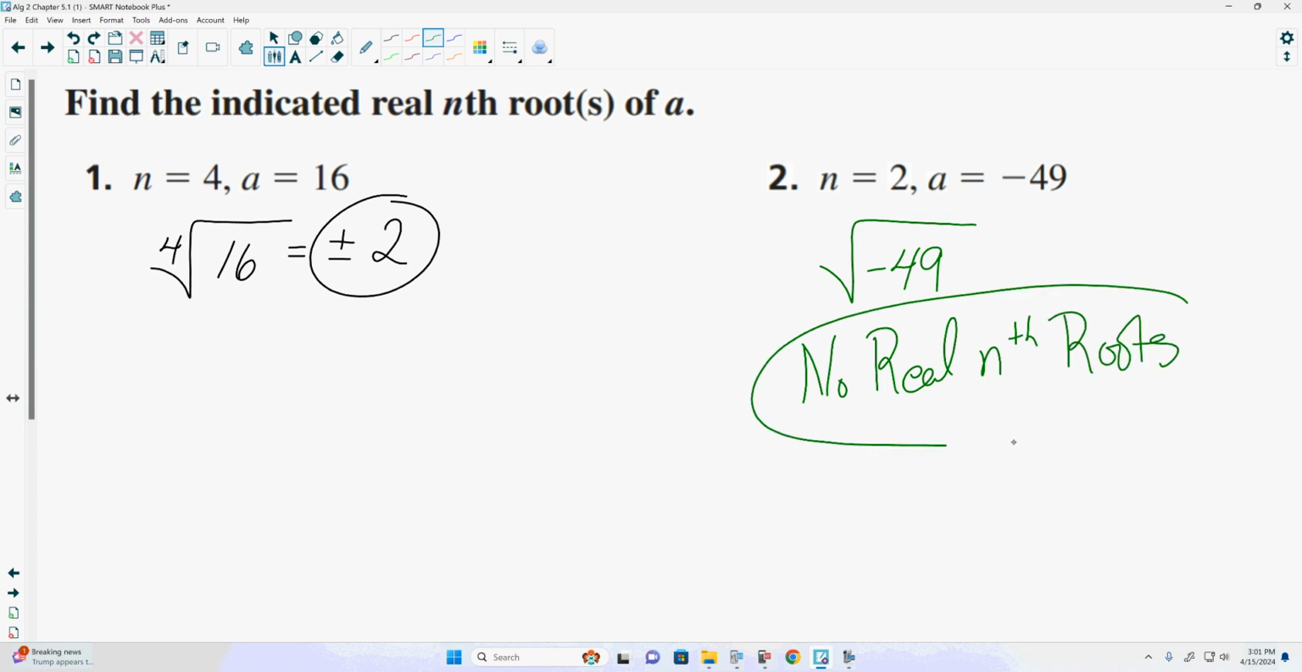We have no real nth roots. There are roots for it, but they're imaginary. And here, we're not asking for the imaginary roots. We're just asking for the real root. We want to find the indicated real root. So here, there are no real roots, because we cannot take the even root of a negative number. Questions on this here?